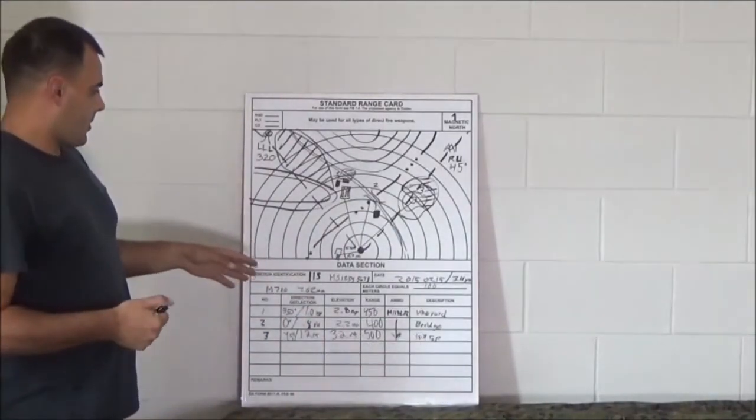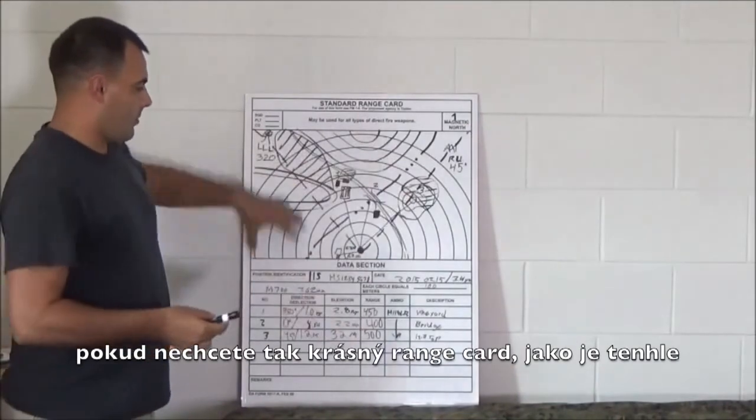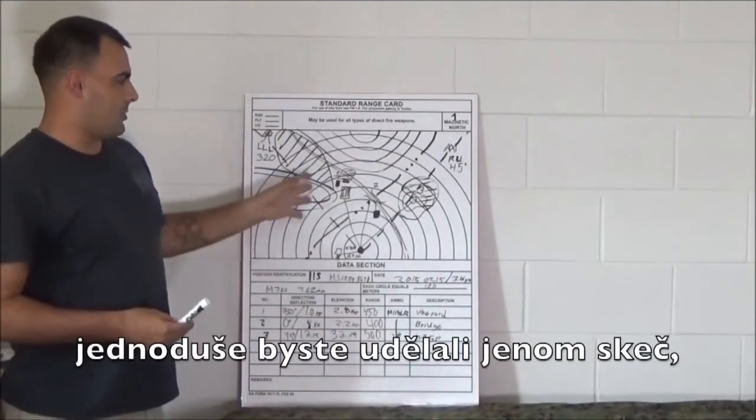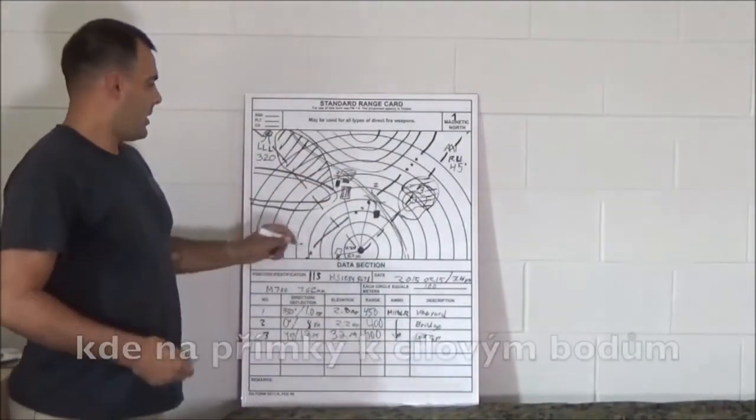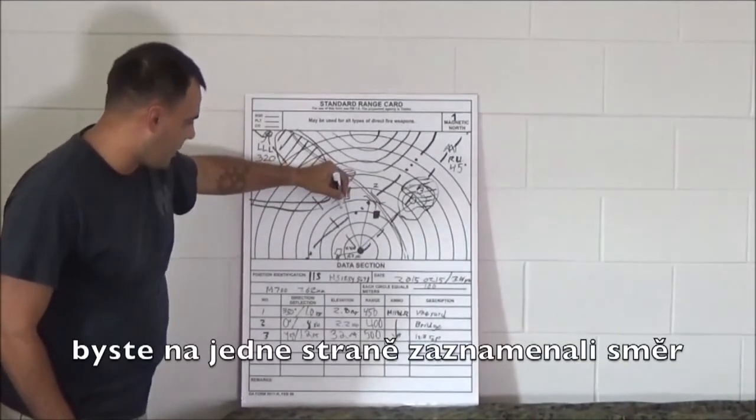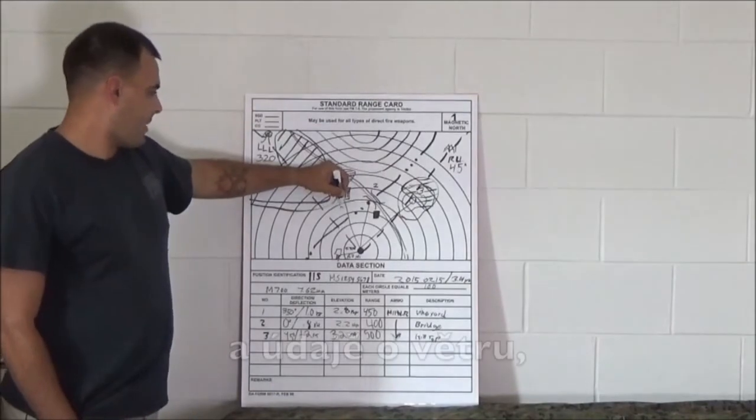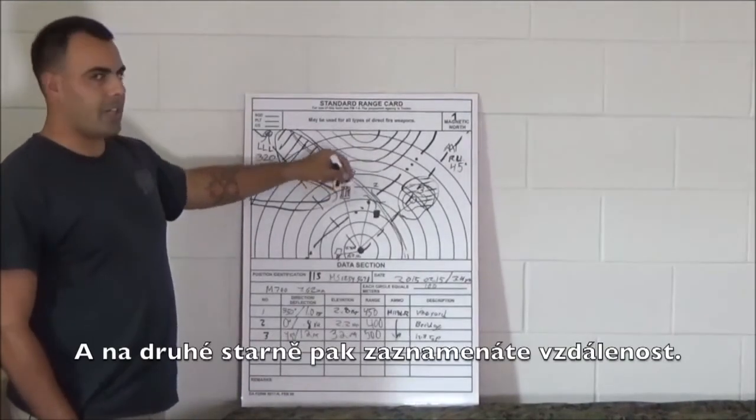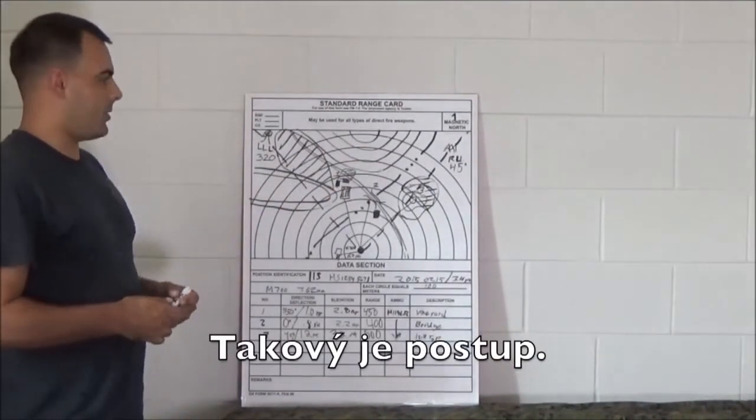Now, if you don't have a nice range card like this, basically we would just draw the sketch, and on the line to the target reference point, on one side I would put the actual direction and the wind call, and the other side I would just put the range. And that's how you would do that.